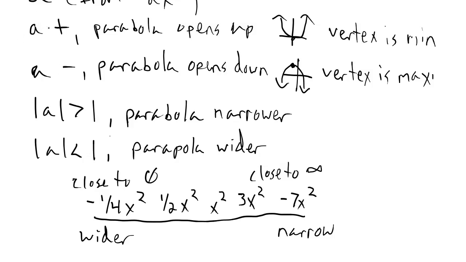So A, remember, it tells us whether the parabola opens up or down, depending on whether it's positive or negative. And if it's larger than 1, if it's a large value, our parabola gets narrow. And if it's a small value, our parabola gets wider.